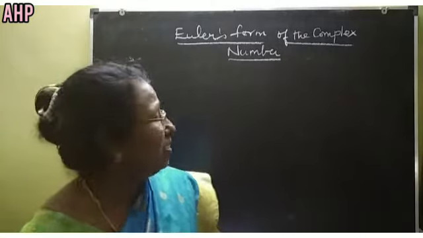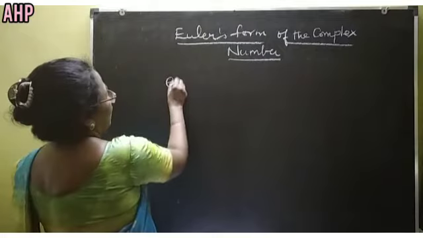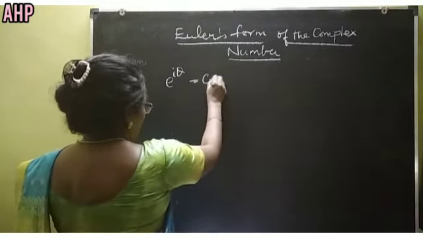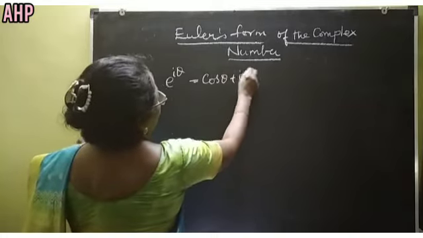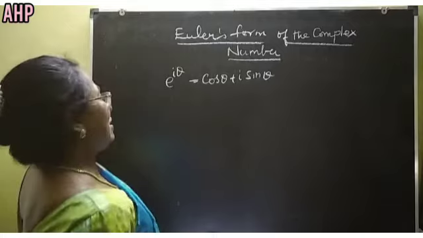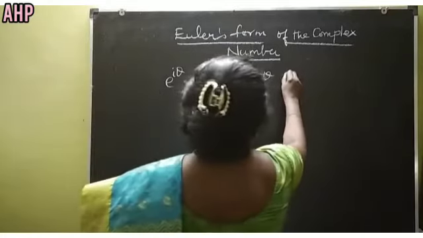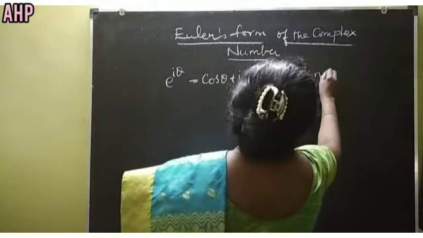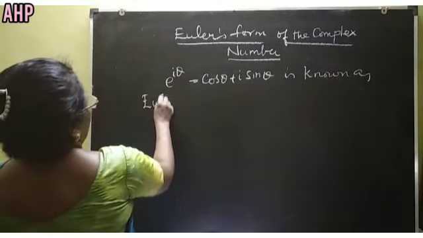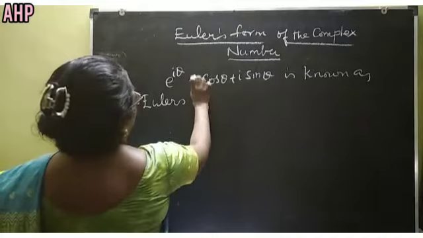The identity e power i theta is equal to cos theta plus i sin theta is known as Euler's identity.